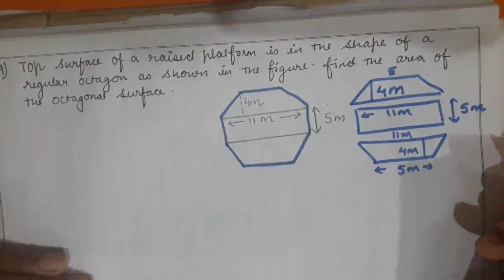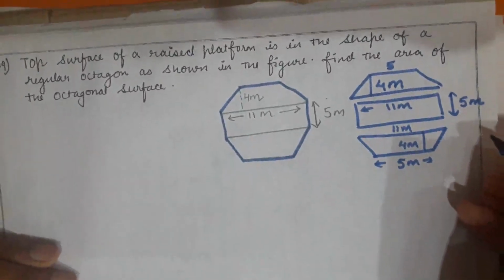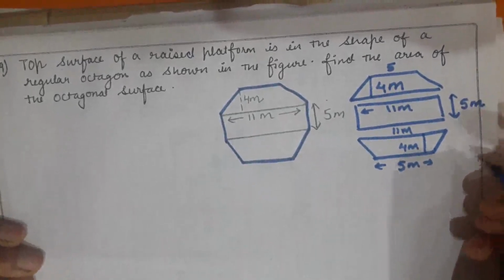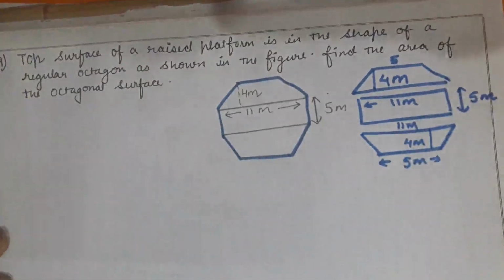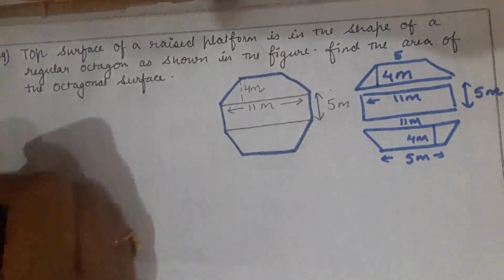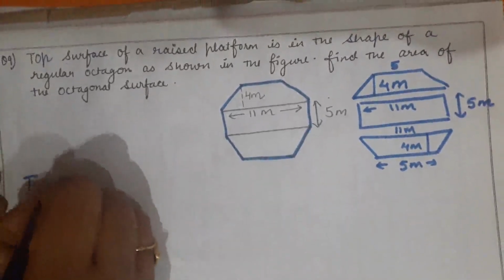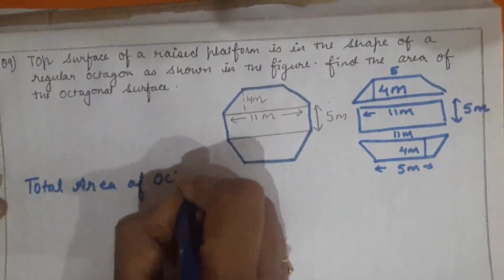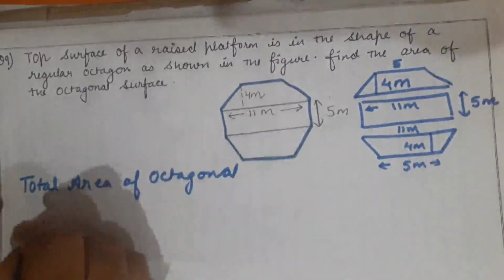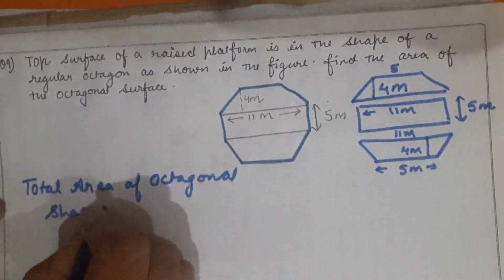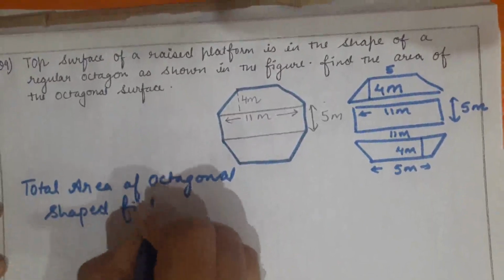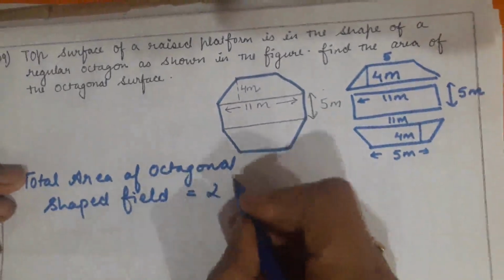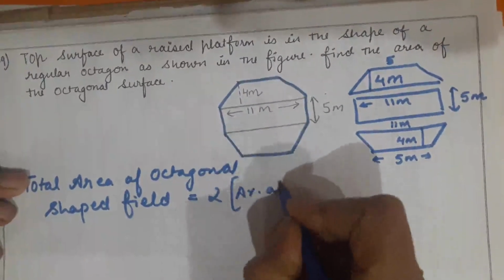So children, if we are able to find out the area of one trapezium, we can simply multiply that area and add the rectangle area. So how can we find out the area of the octagonal shaped field? Total area of the octagonal shaped field, how can we calculate? Equal to twice the area of trapezium.